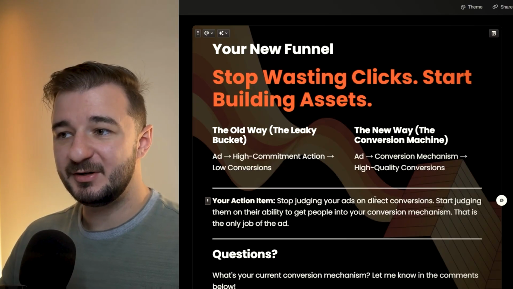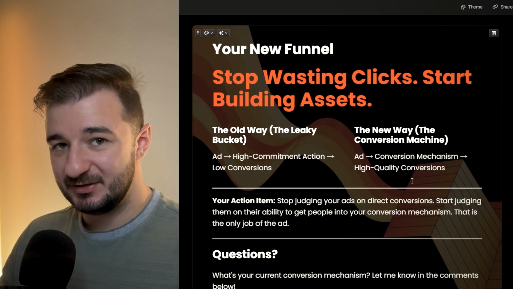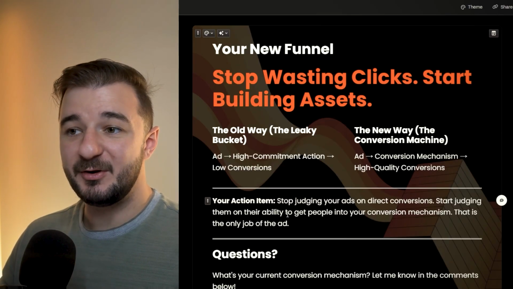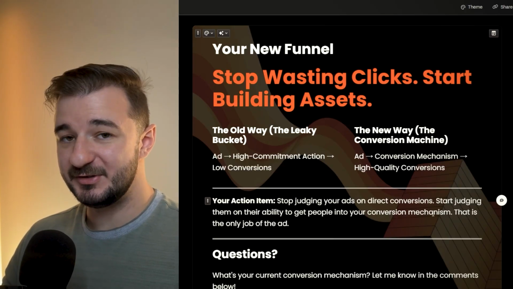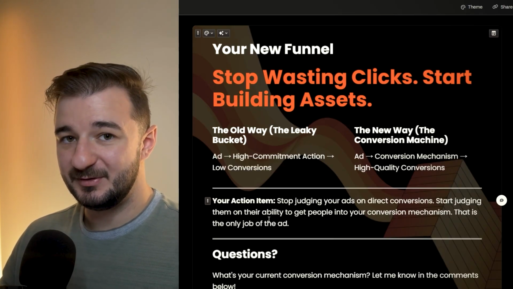So stop judging your ads on direct conversions. It's literally not their goal. Start judging them on their ability to get people into your conversion mechanism. That is the only job of the ad.